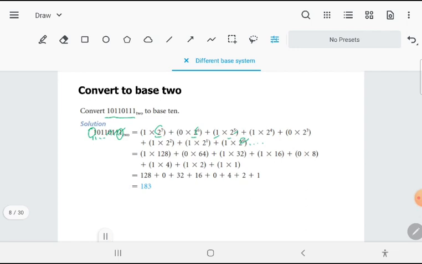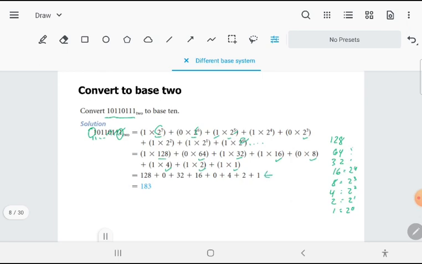So again, evaluating the powers. 2 raised to 7 is 128, 2 raised to 6 is 64, 2 raised to 5 is 32, 2 raised to 4 is 16, 2 raised to 3 is 8, 2 raised to 2 is, of course, 4, 2 raised to 1 is 2, and 2 raised to 0 is 1. I think it's helpful if you already have a list of the place values of the binary system, so you don't have to do it again and again. If you can memorize, that would be even better, and so on.